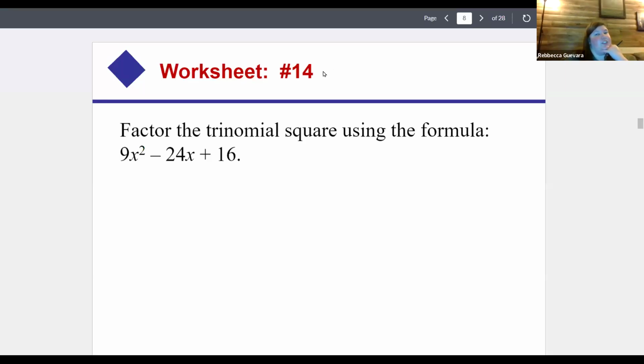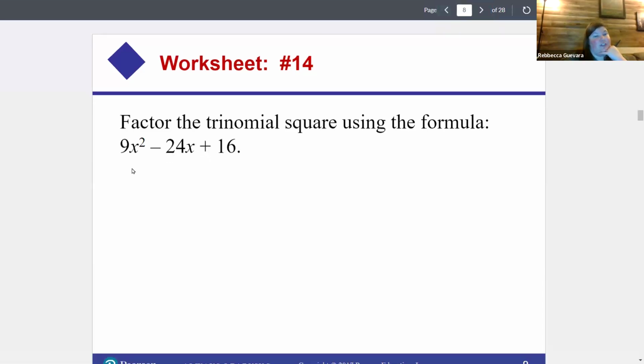If you look at your worksheet, number 14, you have 14 and 15 actually. Both of these are squares. So this one, you're going to consider that you have a 9 and an x. What do I have to square to get 9 and x squared? And the same thing here. This one, you may have to factor out something first, and then you definitely have an x squared and a y squared here. So I'll give you a moment to work on those, see if you can do it, and then come back to the video.